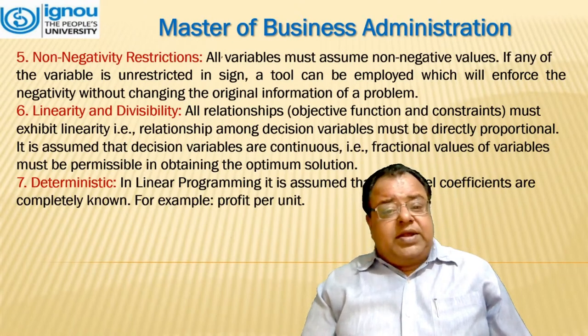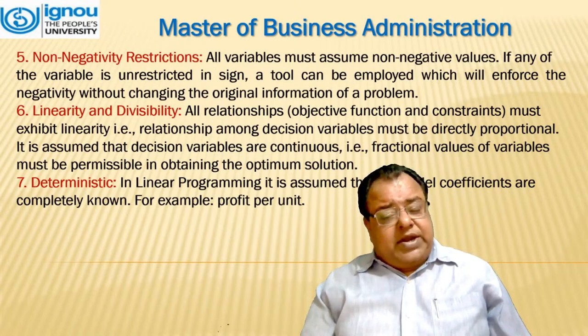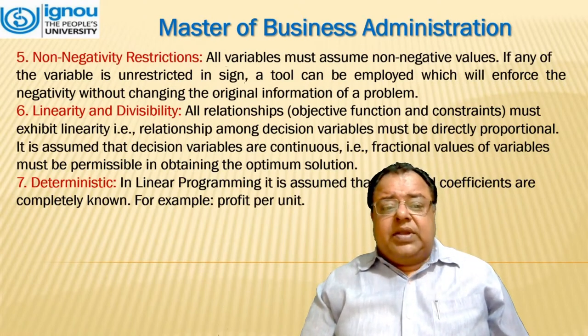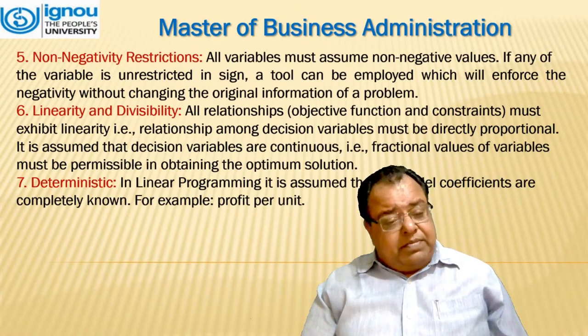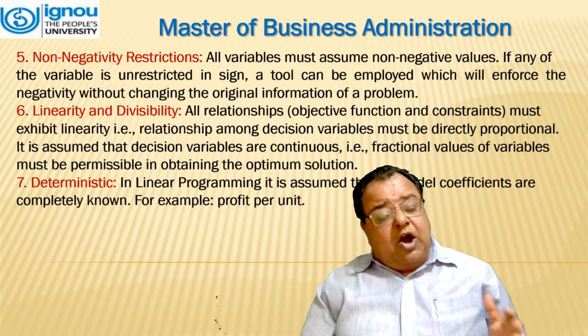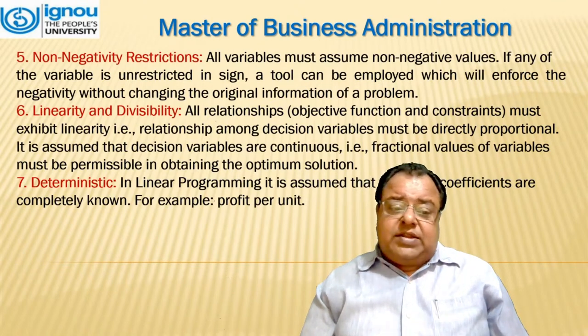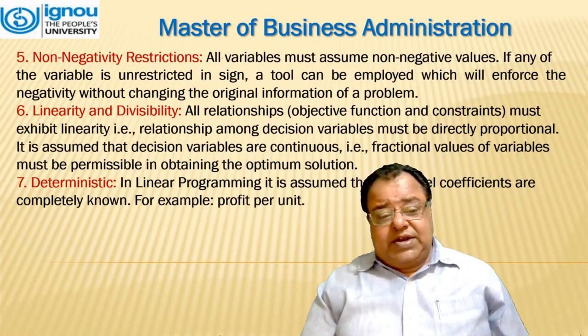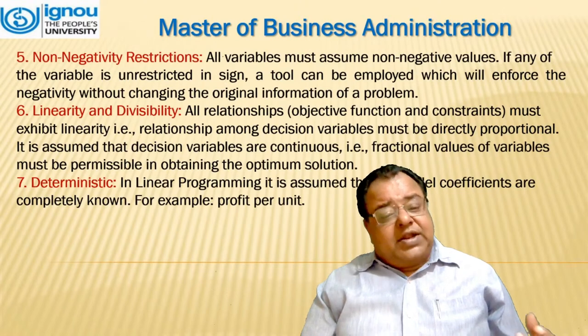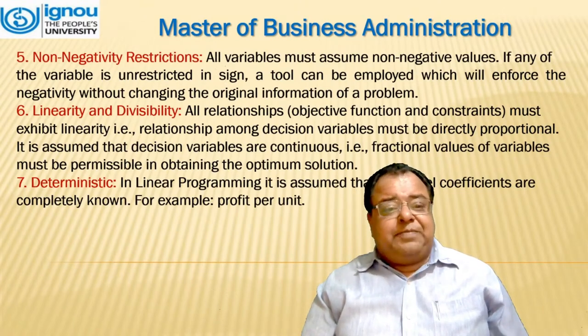Linearity and divisibility. All relationships, objective function and constraints must exhibit linearity. That is, relationship among decision variables must be directly proportional. It is assumed that decision variables are continuous. That is, fractional values of variables must be permissible in obtaining the optimal solution. Seventh one is deterministic. In linear programming, it is assumed that all model coefficients are completely known. For example, profit per unit.